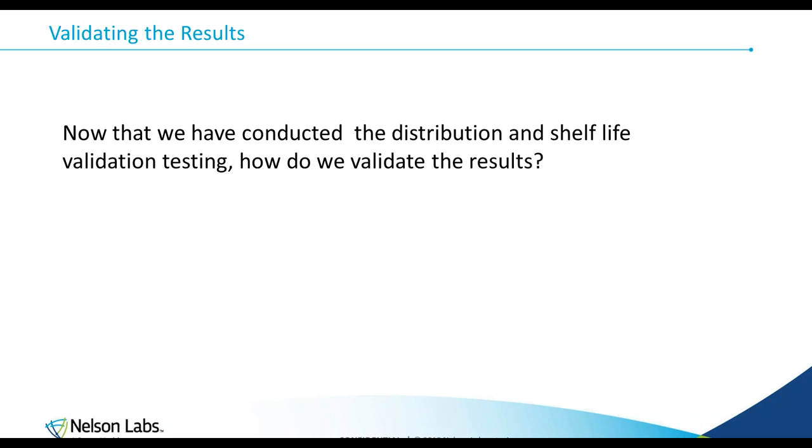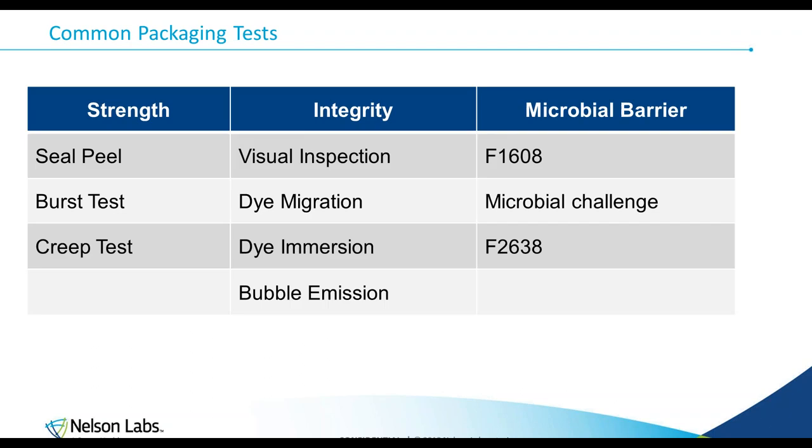So we've talked about distribution testing as well as accelerated aging and real-time aging. So how do we validate the results? As I mentioned before, these are not standalone tests, so we need test methods to evaluate. Per ISO 11607, you need to do at least one strength test, one integrity test, and one microbial barrier test. Strength tests include seal peel, burst, and creep. The integrity test consists of visual inspection, dye migration, dye immersion, or a bubble test. And the microbial barrier tests are ASTM F1608, microbial challenge, and ASTM F2638. And we will look at each of these next.